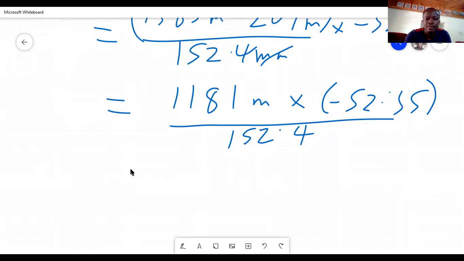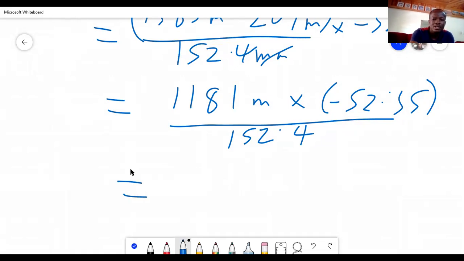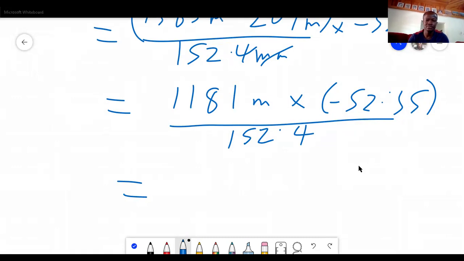So what do you get? In fact, this one, I think my niece can do it. She's right here with me. She can do this calculation. Should we call her to come and do it? Okay, anybody can do this. It's okay. You get the answer in negative and then in meters. Is that okay?